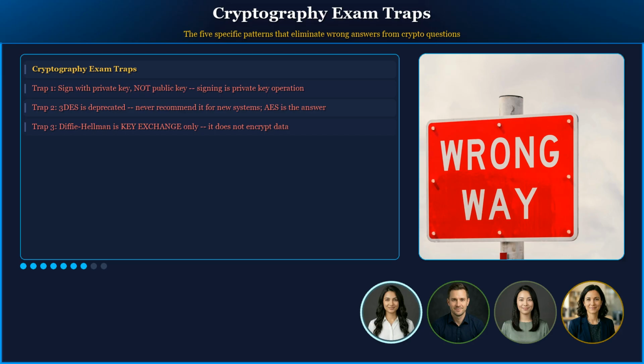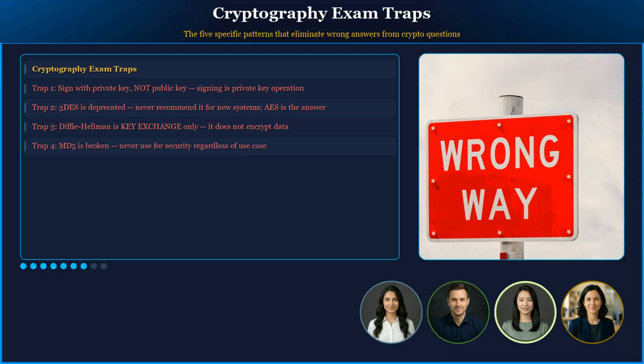Trap 3. Diffie-Hellman is key exchange, not encryption. It establishes a shared secret between 2 parties. When a scenario asks which algorithm to use for bulk data encryption, DH is never correct. The DH shared secret is used to derive a symmetric key.